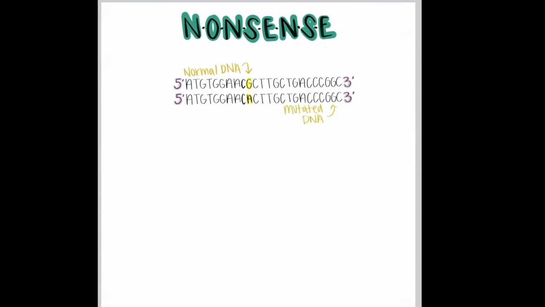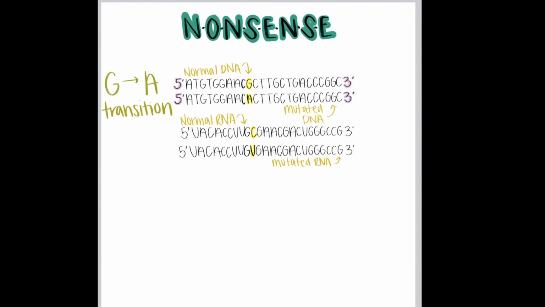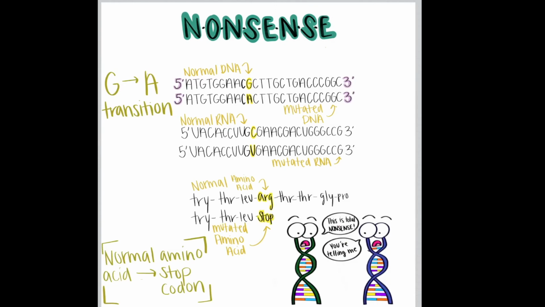Our next mutation is called the nonsense mutation, which changes a regular amino acid into a stop codon. We can see in the example that in the DNA below, the G in the DNA sequence is mutated to an A, which makes this mutation a transition. The RNA sequence is also changed from CGA to UGA. This is a stop codon which ends the replication process.